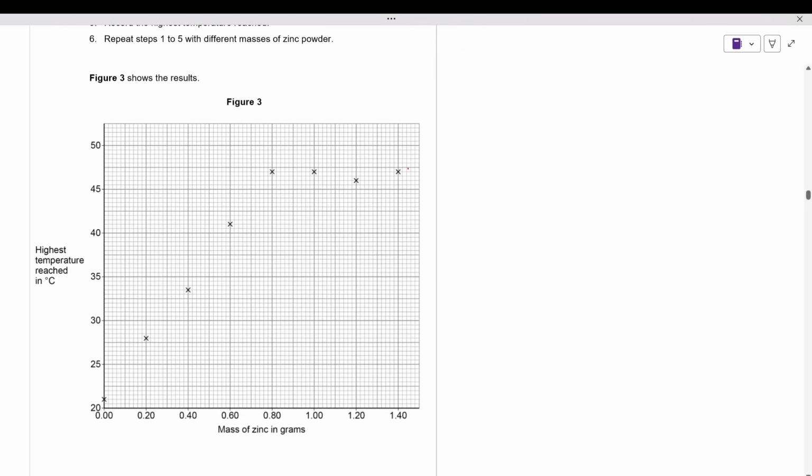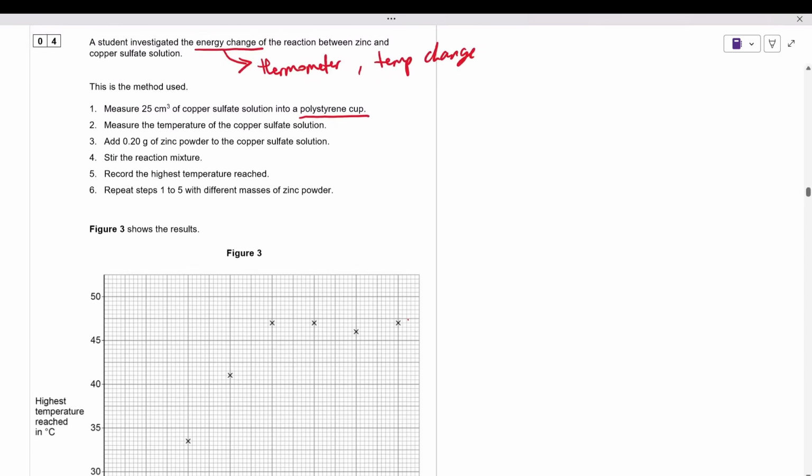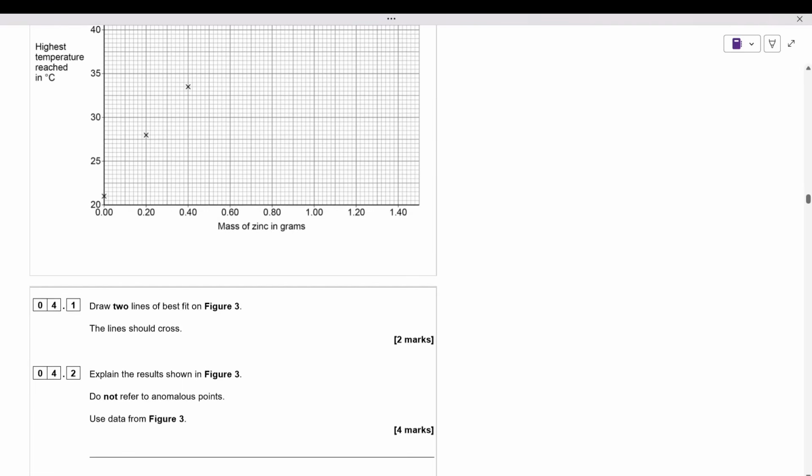So this figure 3 gives you the results that have all the highest temperatures that were achieved using those particular masses of the zinc in your copper sulfate solution. So the first question, question 4, says to draw 2 lines of best fit. So again, 2 lines of best fit, and I'm going to underline that. And we should ensure that the lines actually cross. That's something that is quite important. And because it states that, it means that one of those marks will be for that line crossing.